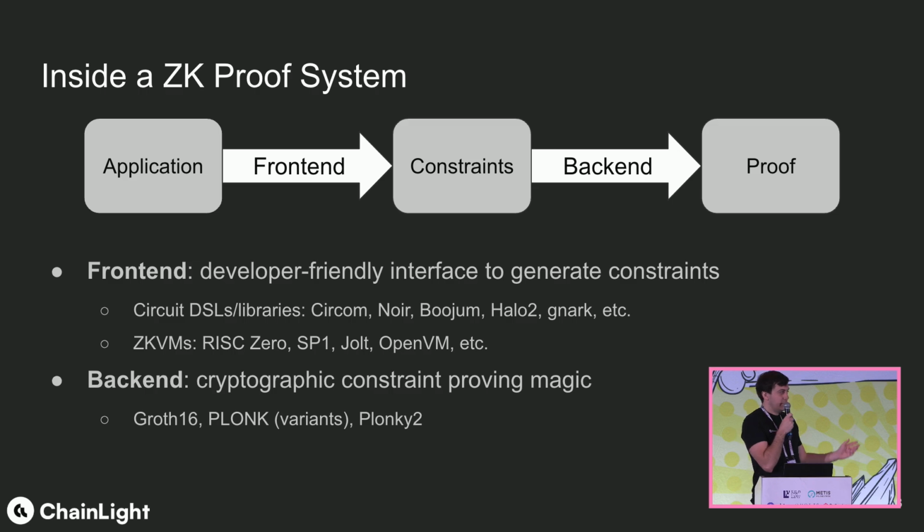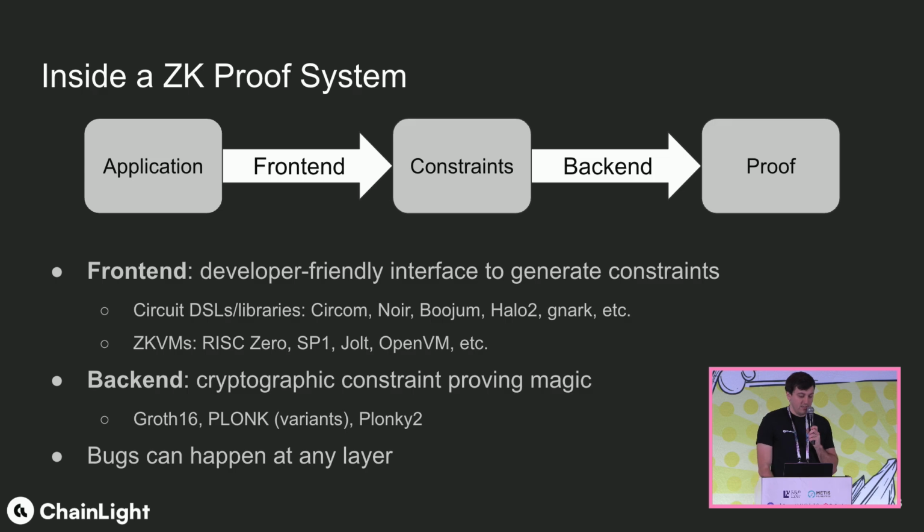So there's a bunch of proof systems. I'm sure you've all heard of Plonk, but there's a ton of variants. There's new proof systems coming out all the time, and these are essentially what the back end implements. And yeah, bugs can happen at any layer of the stack. So they can be in your application, the front end, or the back end.